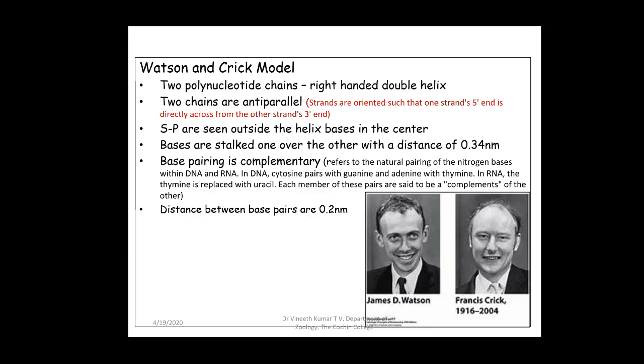And they also found that the base pairing is complementary, in the sense that a purine always pairs with a pyrimidine. That is, each member of these pairs is said to be the complement of the other, and the distance between the base pairs, or between two nucleotides, was found to be 0.23 nanometer. So these are the important conclusions regarding the three-dimensional structure of the DNA, which was postulated by Watson and Crick.